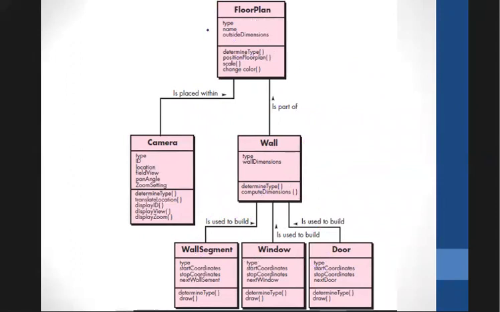Whereas within this entire floor plan, the camera is a completely another part. These cameras will be placed when this entire floor plan is developed. So these cameras are placed within the floor. So by seeing this example, it gives a clear picture of what a class diagram is used for. It is identified so that you make an entire structure of the system.